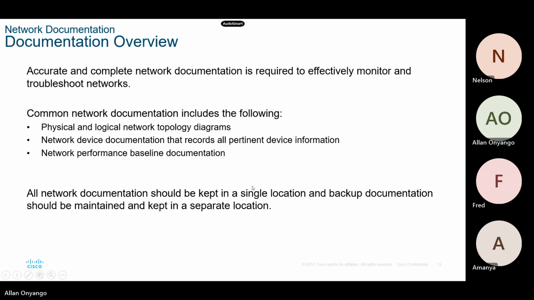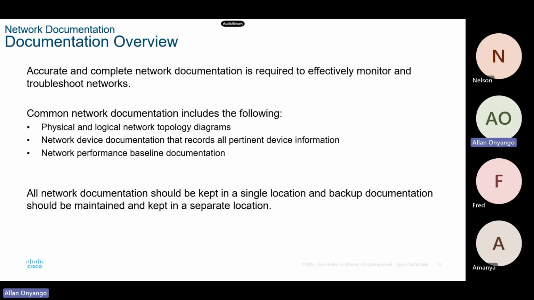Now, network documentation is a very important document in your network, okay? This is a document that has very accurate and complete network information that is required to completely monitor and troubleshoot our network. It contains all information about your devices, end devices, routing devices, so on and so forth, as we are going to see.